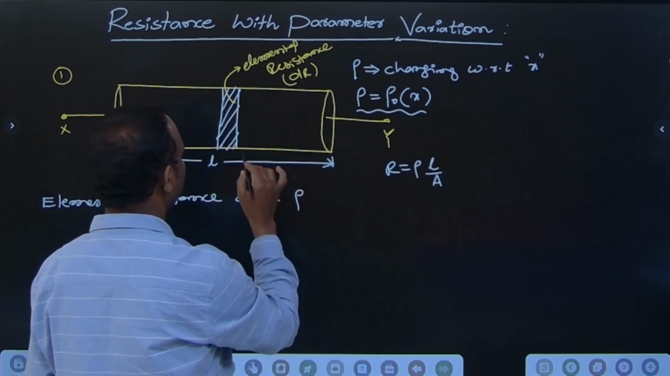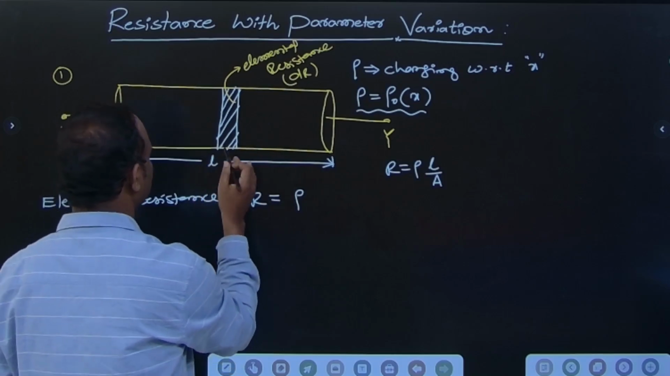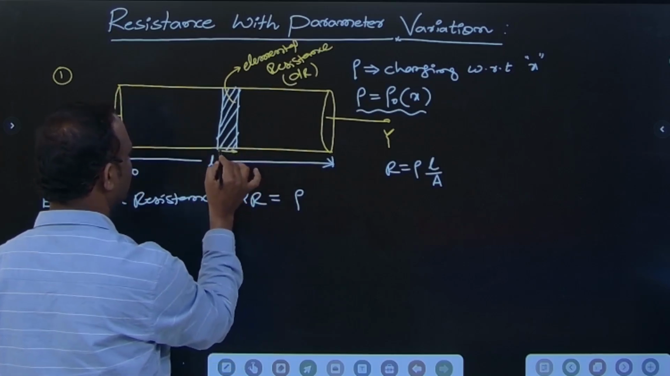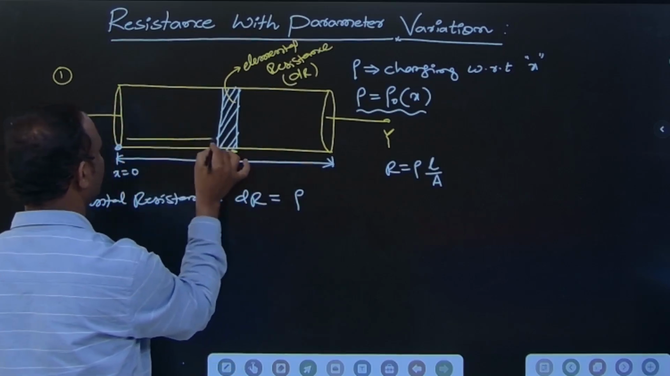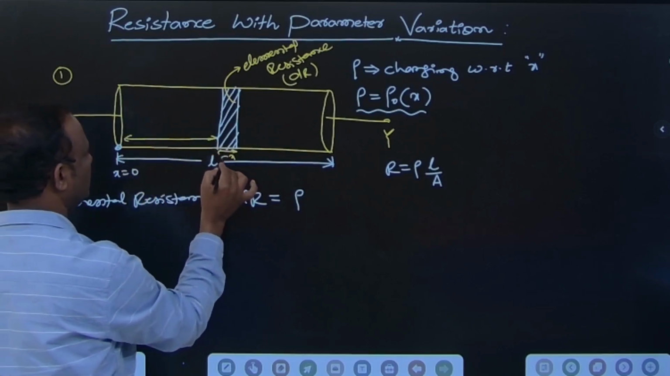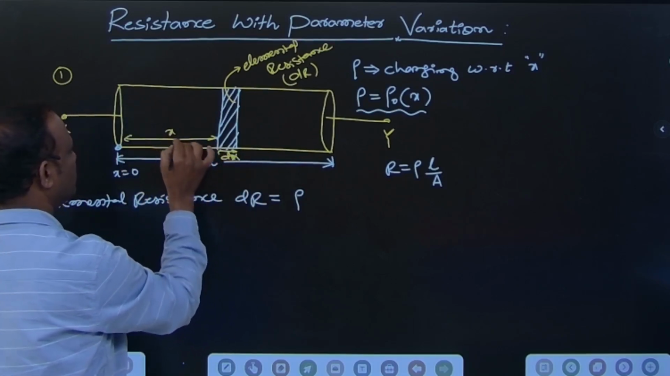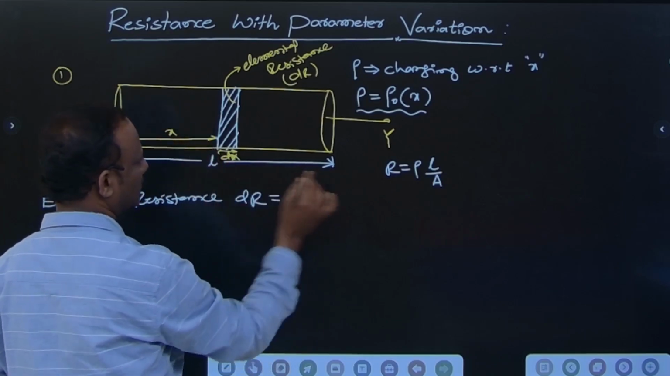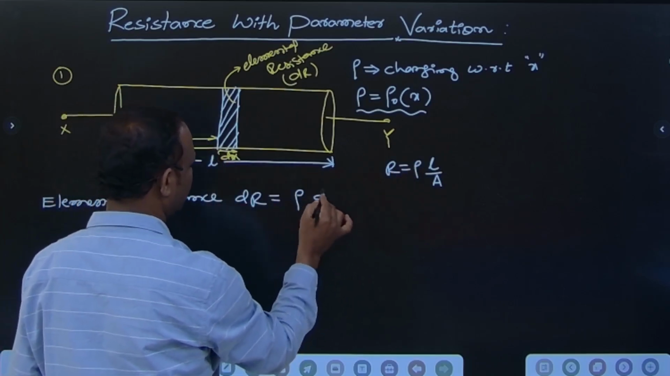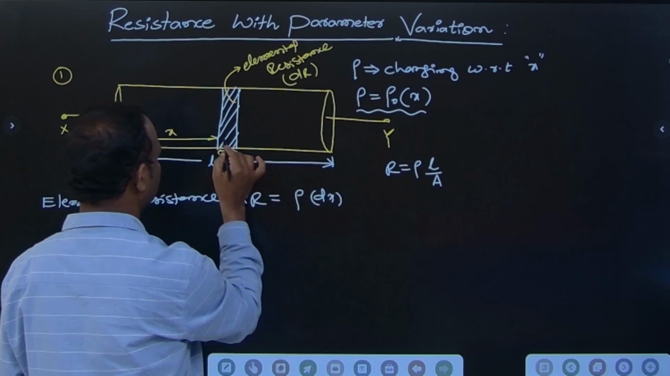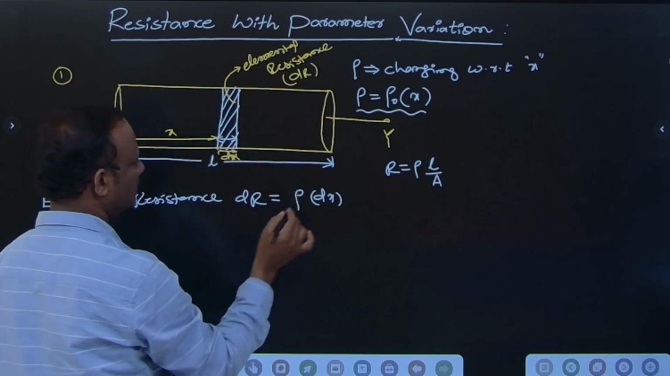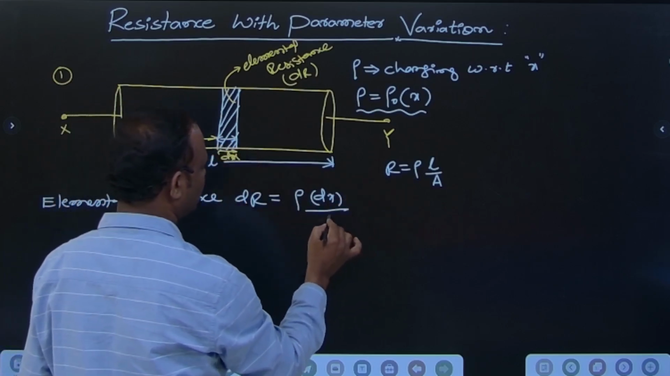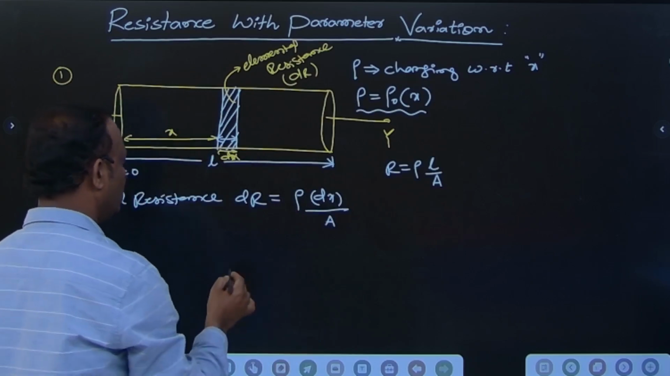Next, what length is this? This length I am choosing as x. This length from here to here is dx, the length element. So rho of x, and L is dx, and the cross sectional area is not changing, it's A.